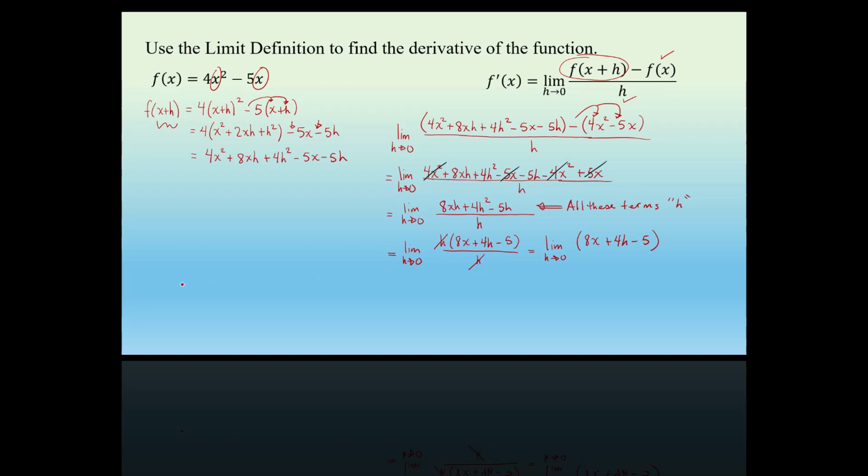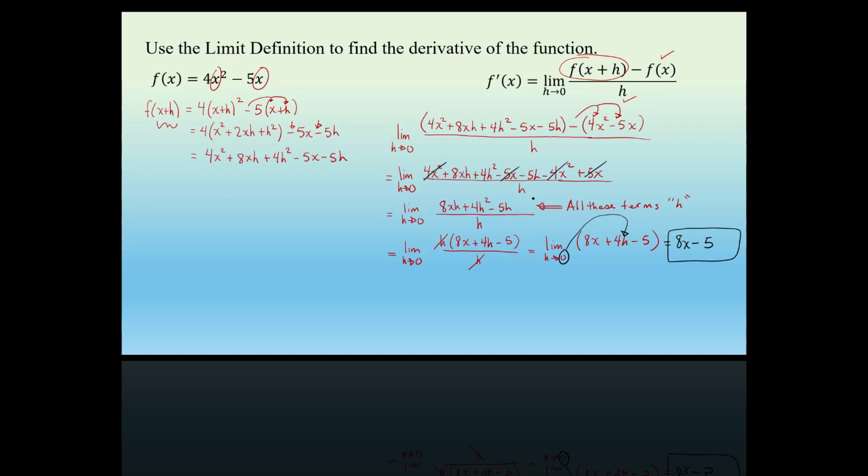Then from here, we can apply direct substitution. And we know direct substitution means just replace the h with 0. Why don't we replace the x with 0? Because this is the limit as h approaches 0. So we'll replace the h with 0. And we'll end up with our final answer being 8x minus 5.